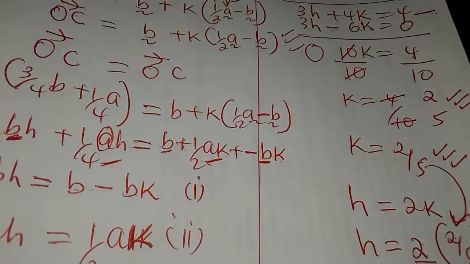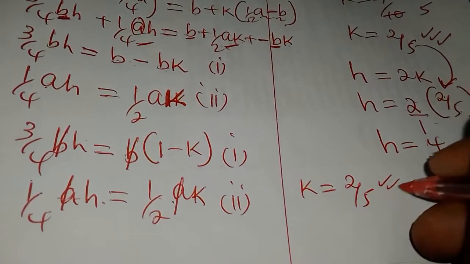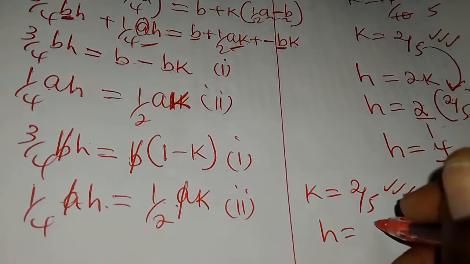So in other words, our k is 2 over 5 and our h is 4 over 5.